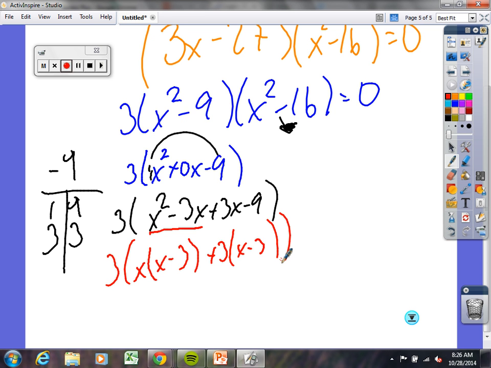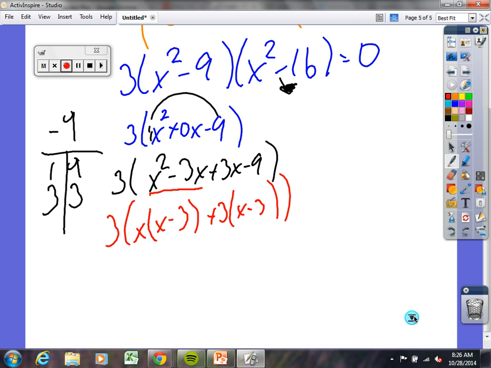Alright. Where did I lose your X? You okay? Alright, so now I pull out the X minus 3. So I have this 3 out here that was factored out. I pull out the X minus 3 and I'm left with X plus 3.